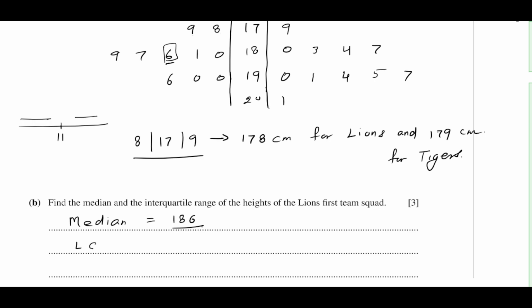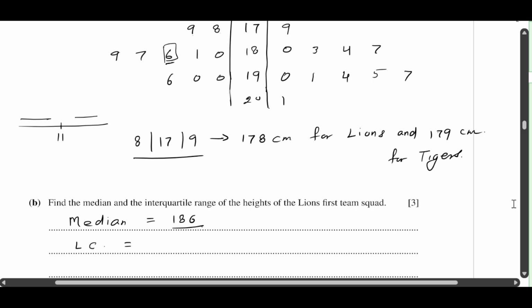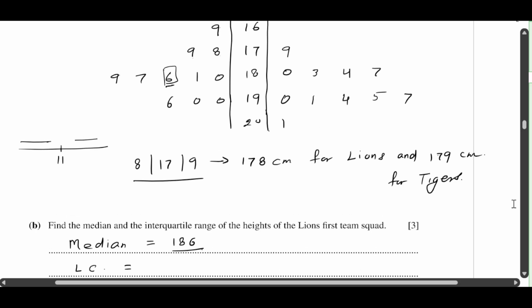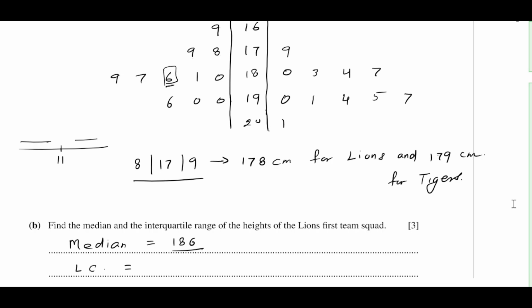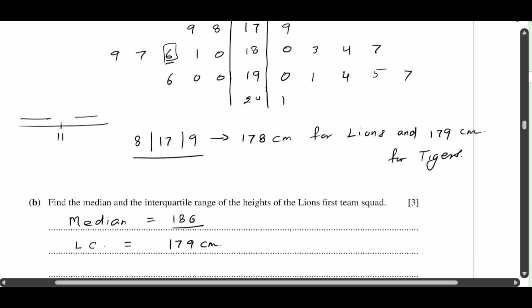So if I see the lower quartile, let us check the lower quartile. It is 179. 179 is the lower quartile. So the lower quartile is 179 centimeter.